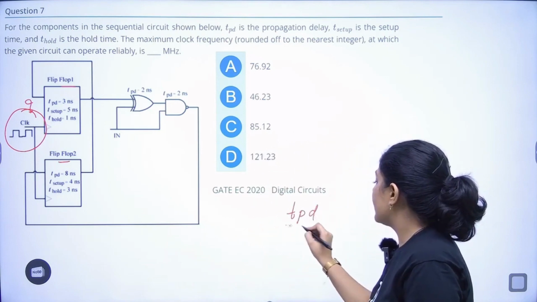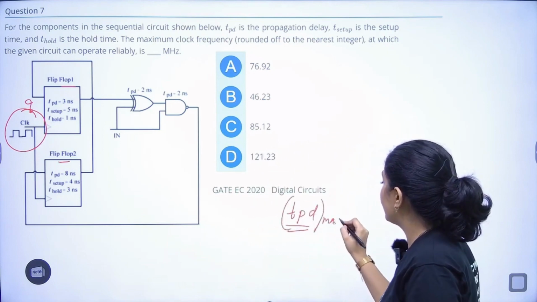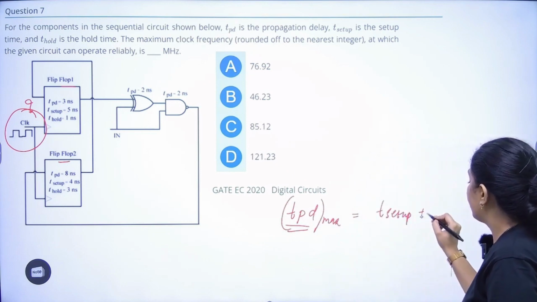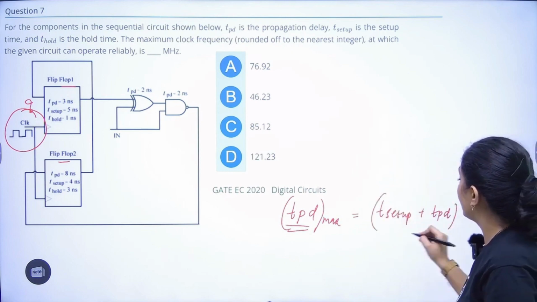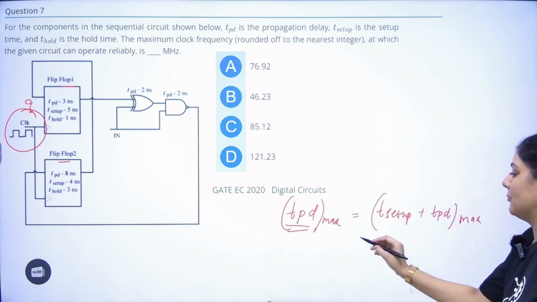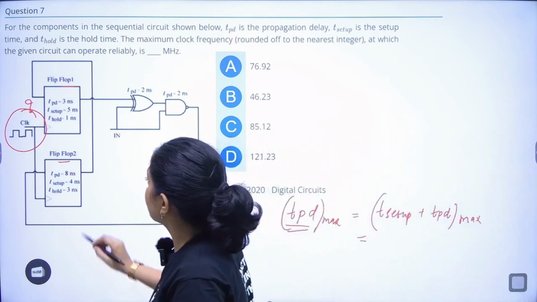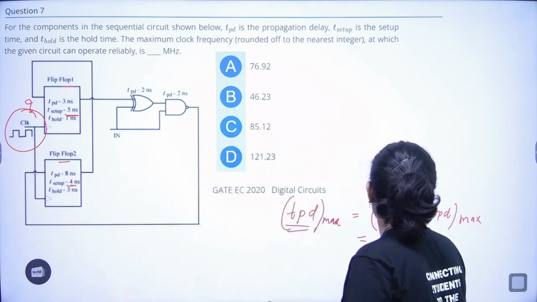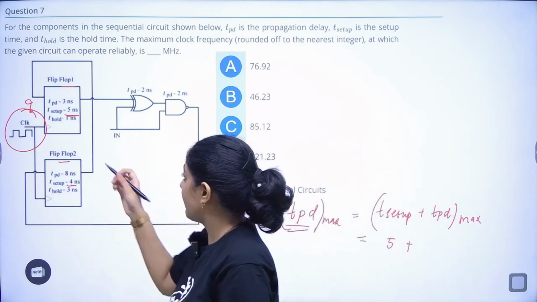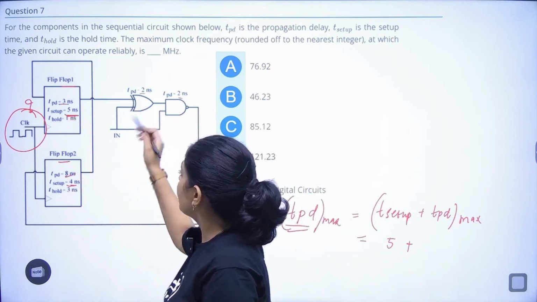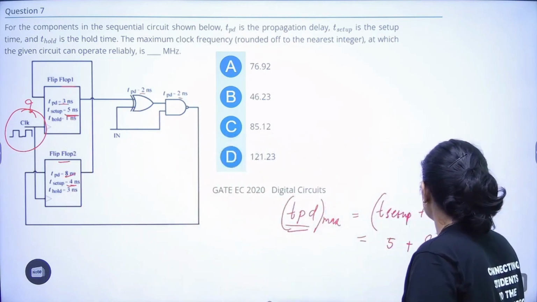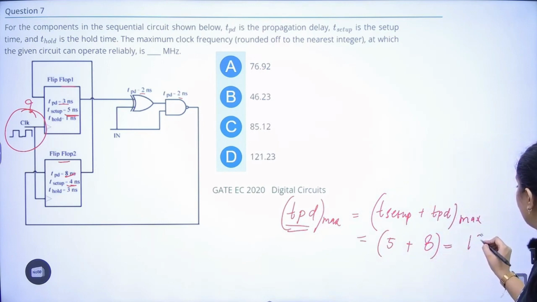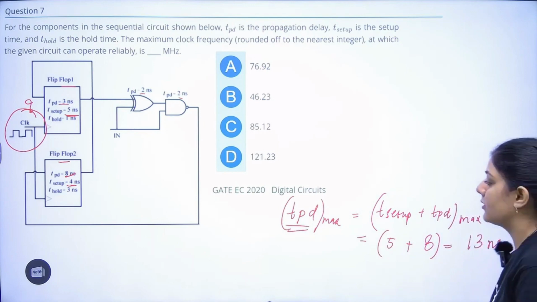So the maximum propagation delay, we can calculate by T setup plus propagation delay. We have to take the maximum values in the circuit. So setup time maximum value, in this it is 5, in this it is 4. So that will be 5 plus propagation delay maximum 3, 8, 2, 2. So maximum propagation delay will be 8. That will be equal to 13 nanosecond.